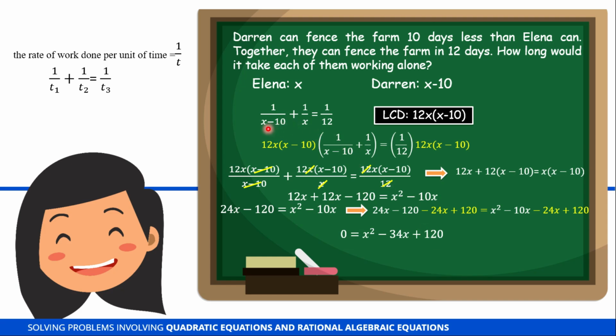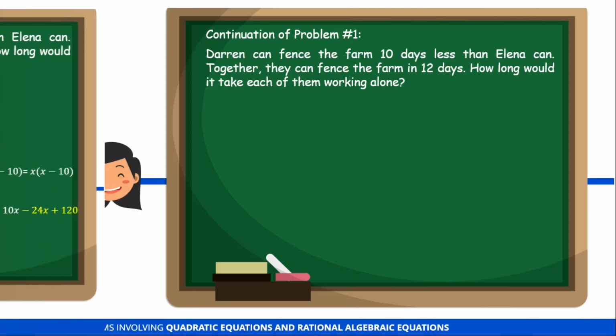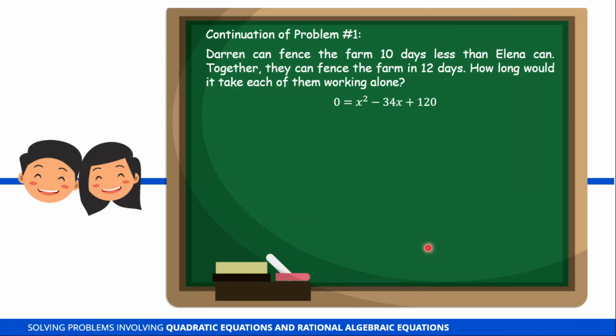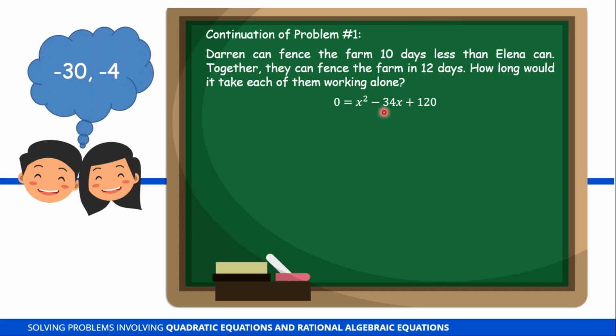So from our rational algebraic equation, nagkaroon na tayo ng ating quadratic equation. And maaari na natin isolve ito using any method. But in this problem, isa-solve natin ang ating quadratic equation using factoring. Mag-isip tayo ng factors ng 120 kung saan kapag pinag-add natin ang dalawang numbers na iyon, ang magiging sagot ay negative 34. What are those numbers?